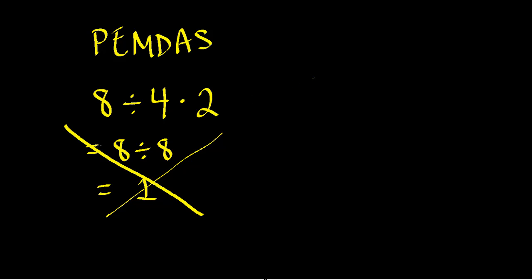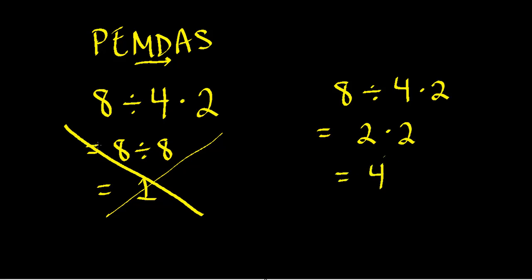What we're supposed to do is multiplication and division at the same step, left to right. So 8 divided by 4 times 2 should be completed as 8 divided by 4, which is 2, and then bring down the times 2, and then multiply 2 times 2 to get 4. This is the correct answer.